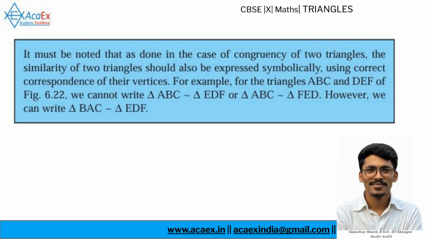Symbolic representation of similarity. When expressing the similarity of two triangles symbolically, it is crucial to use the correct correspondence of their vertices. For example, if triangle ABC is similar to triangle DEF, you cannot write it as triangle EDF, as the order of the vertices matters.